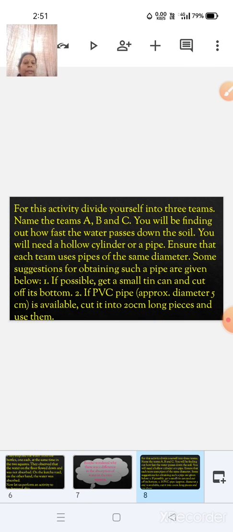So, for this activity, we can divide the class into three teams, A, B, and C. You will find out how fast the water passes down in the soil. You will need a hollow cylinder or a pipe. Ensure that each team uses a pipe of the same diameter. Some suggestions for obtaining such a pipe are given below.